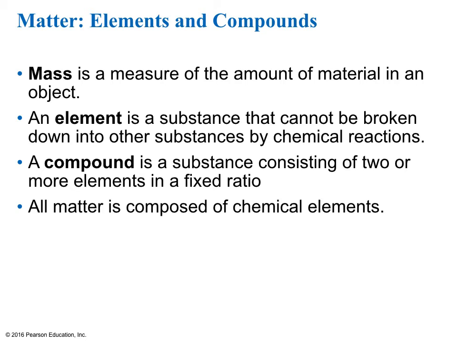And then an element is a substance that cannot be broken down into other substances by chemical reactions. So it is the smallest unit of matter. And a compound is a substance that contains 2 or more fixed elements in a fixed ratio. So for example, water would be a compound because it has 2 hydrogen elements and 1 oxygen element. And all matter is composed of chemical elements.